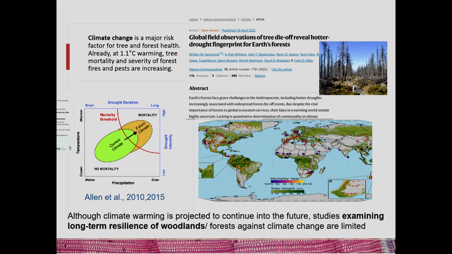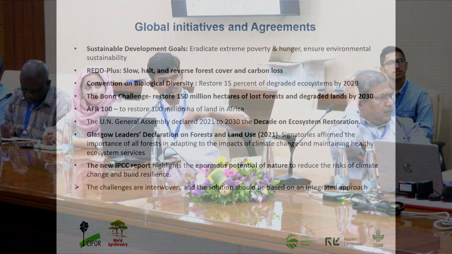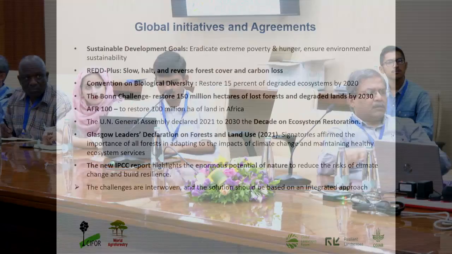So what do we do? Examining the long-term resilience of the forests and woodlands is really critical against this climate change. There are many global and regional initiatives, like the Sustainable Development Goals, REDD+, the Convention on Biological Diversity, the Bonn Challenge to restore about 150 million hectares of forest land and degraded lands by 2030, AFR100 to restore 100 million hectares of land in Africa, 20x20 for Latin America, and a lot of them. But whether it's a developmental challenge or a climate change related challenge, the challenges are interwoven and the solution should also be an integrated approach.